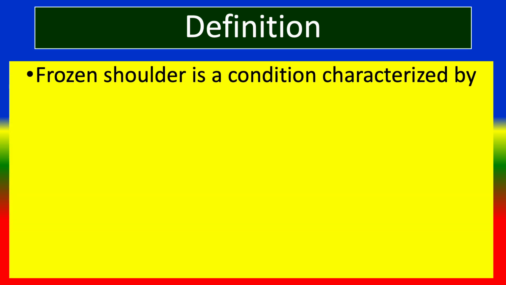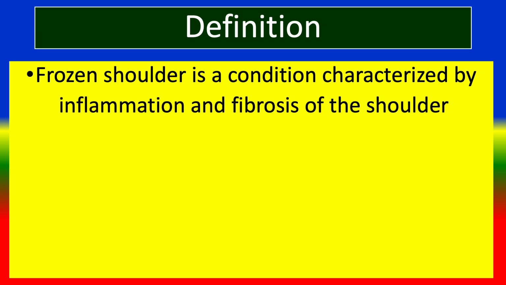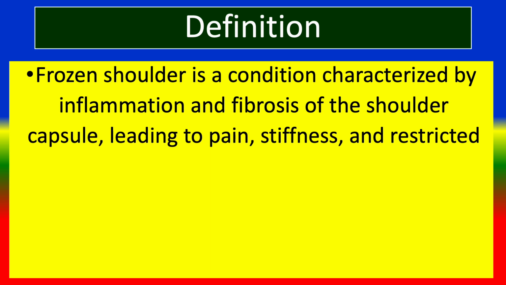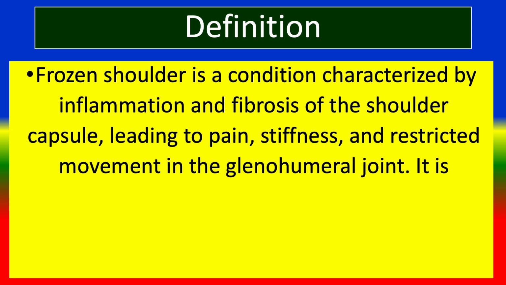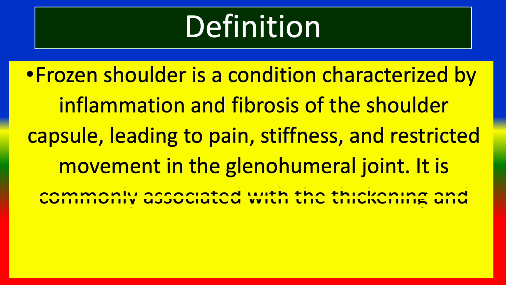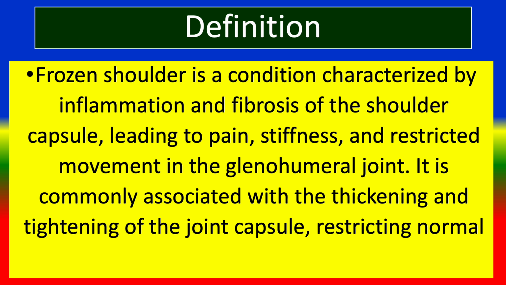Definition. Frozen shoulder is a condition characterized by inflammation and fibrosis of the shoulder capsule, leading to pain, stiffness, and restricted movement in the glenohumeral joint. It is commonly associated with the thickening and tightening of the joint capsule, restricting normal shoulder mobility.